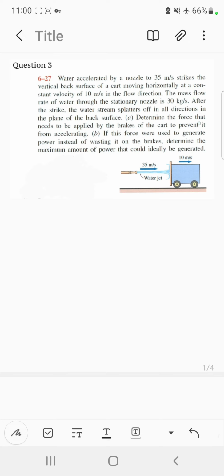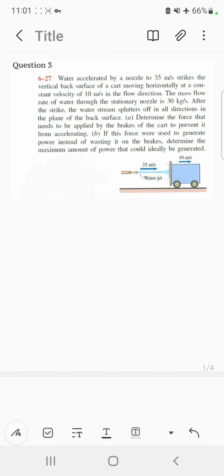First of all, determine the force that needs to be applied by the brakes of the cart to prevent it from accelerating. Second, if this force were used to generate power instead of wasting it on the brakes, determine the maximum amount of power that could ideally be generated. So he's asking us to determine the force, and in case we don't want to waste this force, we need to use it for another form of power, we need to find it.